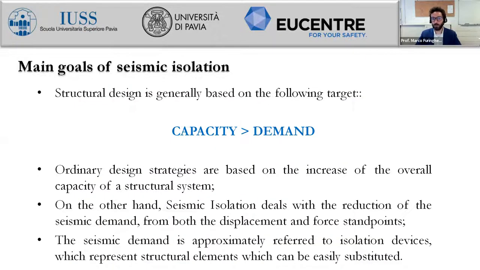So let's consider now the main goals for seismic isolation. Generally we know that according to the limit states design procedure, we consider in any case capacity higher than the demand. The demand is caused by the seismic action, which is actually provided by the standard code. And the capacity is something that we compute according to, for instance, for steel elements, standard codes. Also for reinforced concrete, if you consider the European ones, we have Eurocode 2 for reinforced concrete, Eurocode 3 for steel structures. There are also combined structures with both steel and reinforced concrete, wood structures and so on. So generally we deal with the capacity higher than the demand.